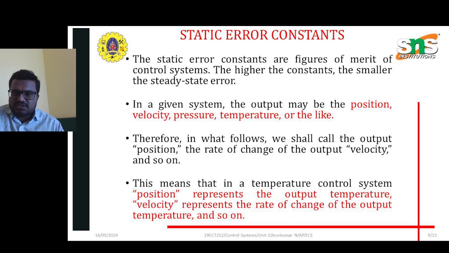The static error constants are a figure of merit of the control system. The higher the constants, the smaller the steady state error. The output may be position, velocity, pressure, or temperature. Therefore, in what follows, we shall call the output position, the rate of change of output velocity, and so on. This means that position represents the output temperature, and velocity represents the rate of change of the output temperature, and so on.